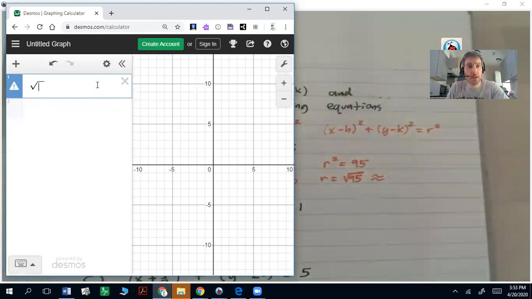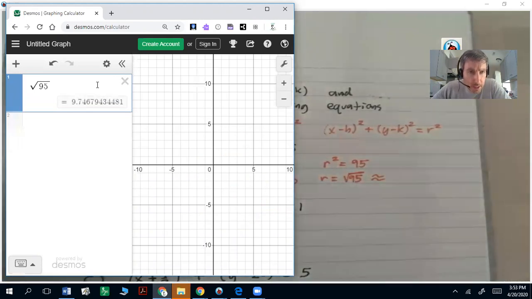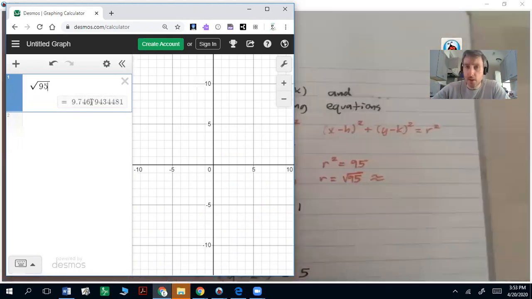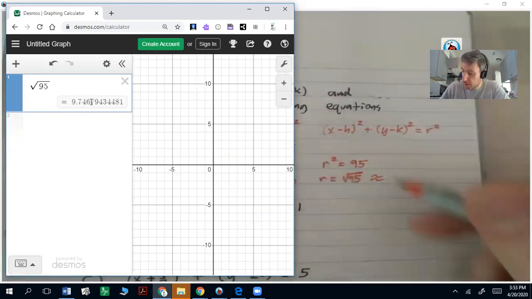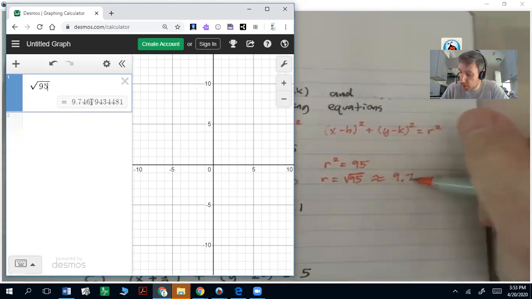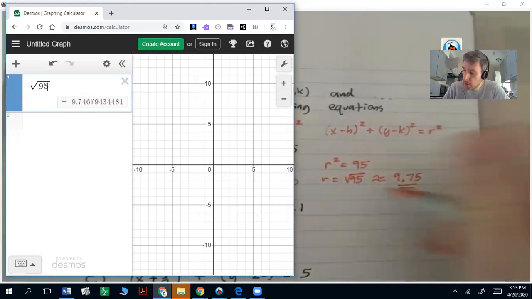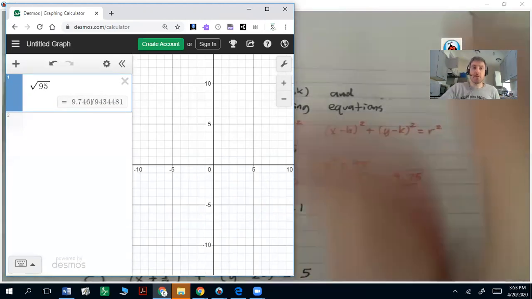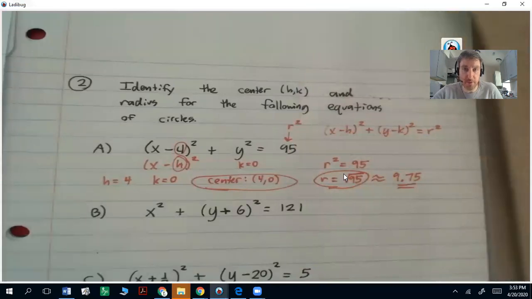If you want a shortcut on Desmos, type SQRT of 95, which is approximately 9.74679. You round that how you feel appropriate. I would just say that's approximately 9.75. Call it a day. But put it as a square root if you're going to give an exact answer.